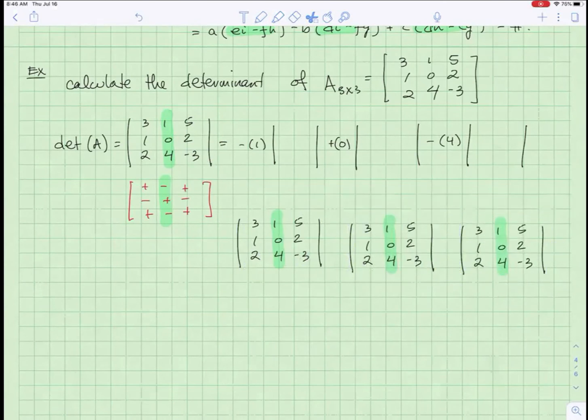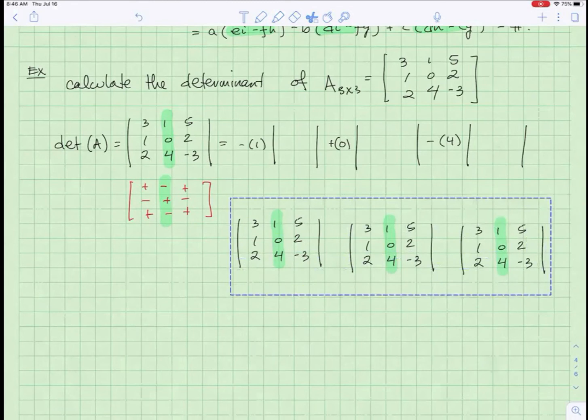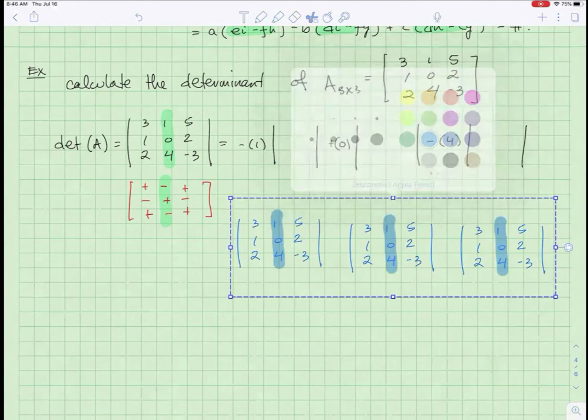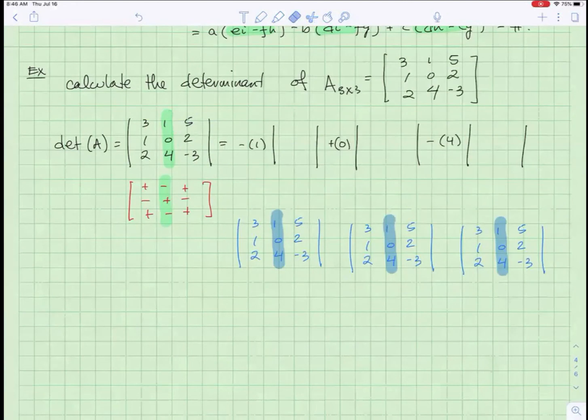So I'm just going to do this for reference down here. Actually, let me make these all a different color. For the 1 cofactor, I'll kill that row and column. And that means that my minor is 1, 2, 2, negative 3.